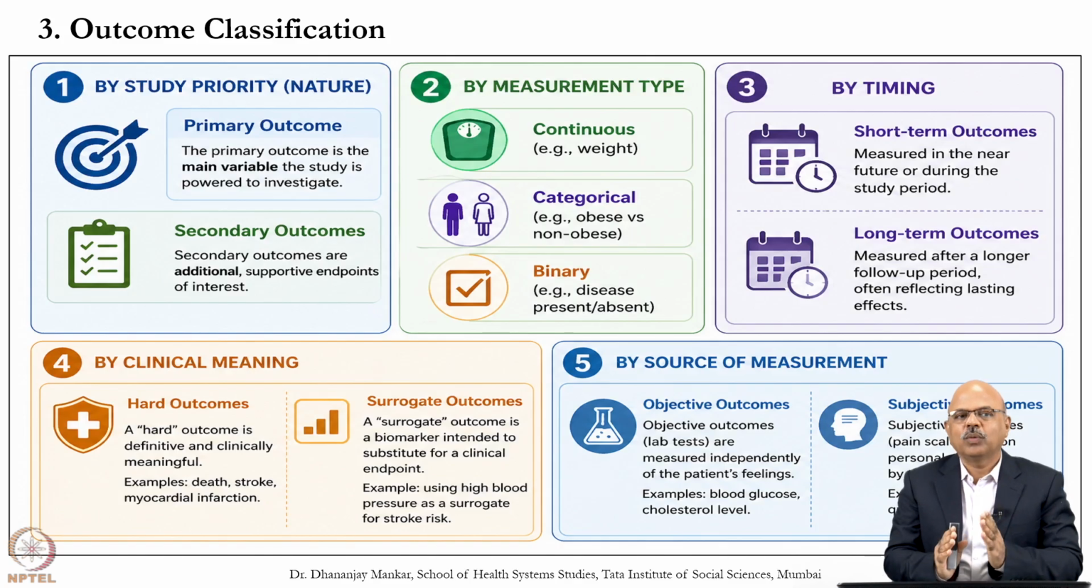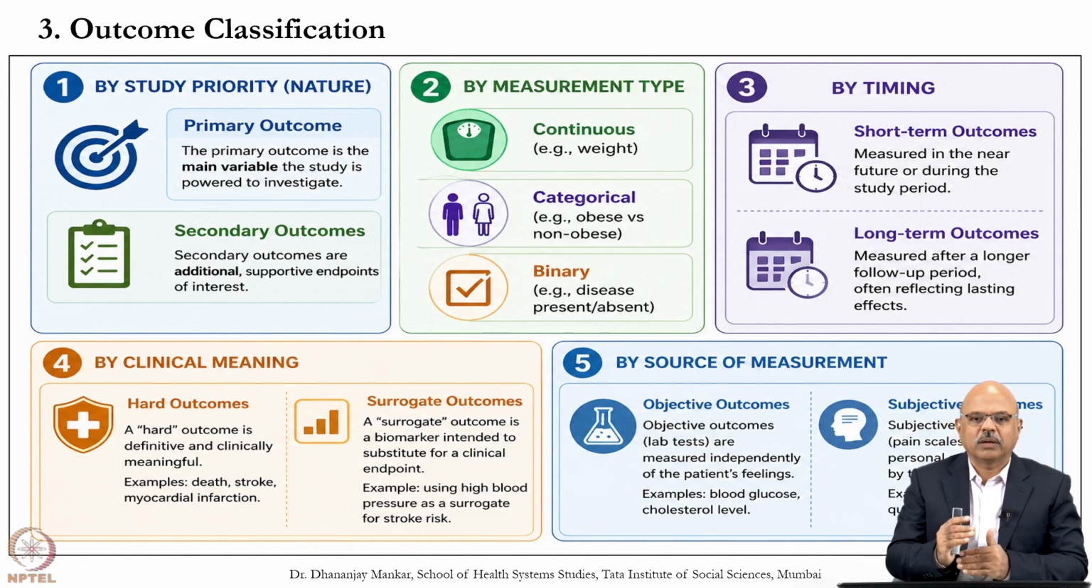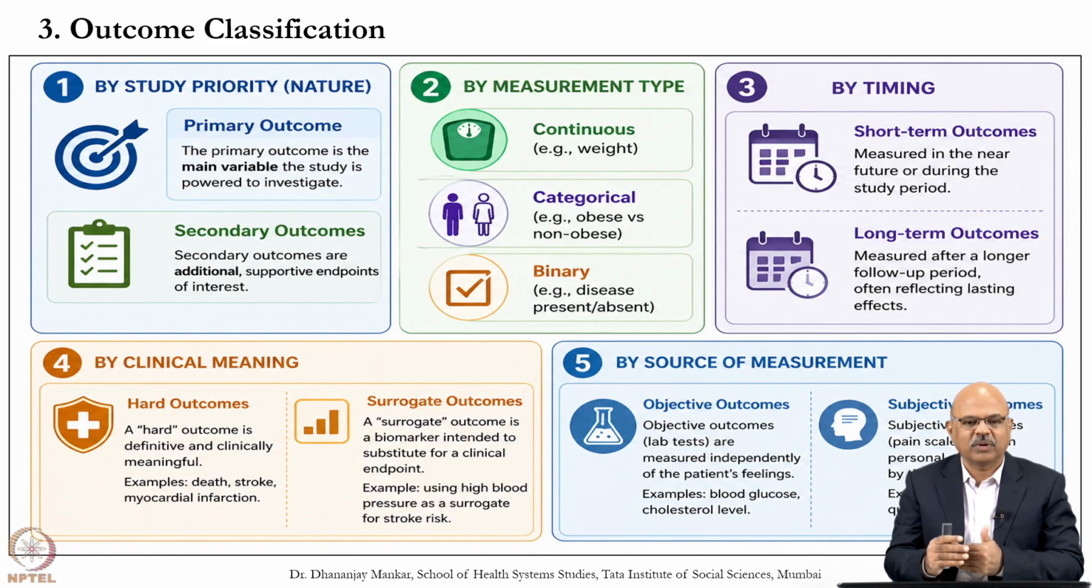By measurement type, you may say continuous, like weight increasing or decreasing; categorical, like obese and non-obese; or binary, like disease present or absent. So you can classify the types according to the measurement. Types according to timing include short-term outcomes and long-term outcomes. For example, short-term outcomes are for the near future in a study you are planning, while long-term outcomes are measurements followed over a period, with effects that may last for years.